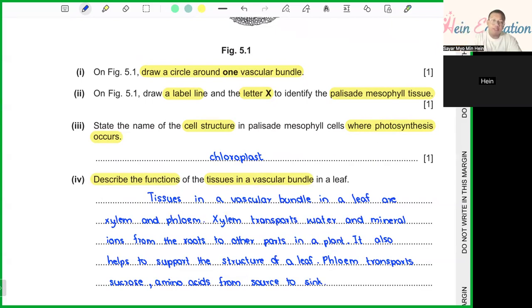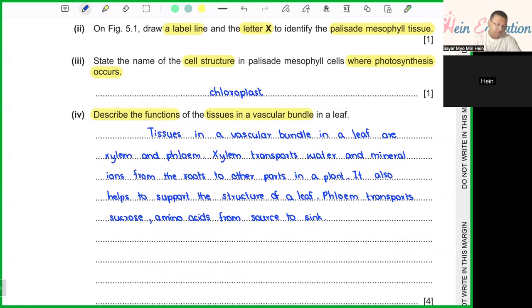So xylem transports water and mineral ions from the roots to other parts of the plant, and it also helps to support. So basically, both tissues, xylem and phloem, help to support the plant as well as the structure of a leaf. And the phloem transports sucrose and amino acids from source to sink.